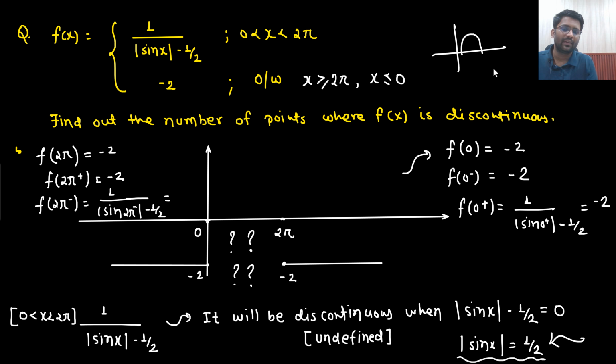You know the graph of sine 2 pi, right? Sine 2 pi is nothing but 0. The 2 pi minus value will be nearly 0 only. So this value is also nearly 0. So the answer is minus 5 by 2. So it is continuous at 0 and minus 2.